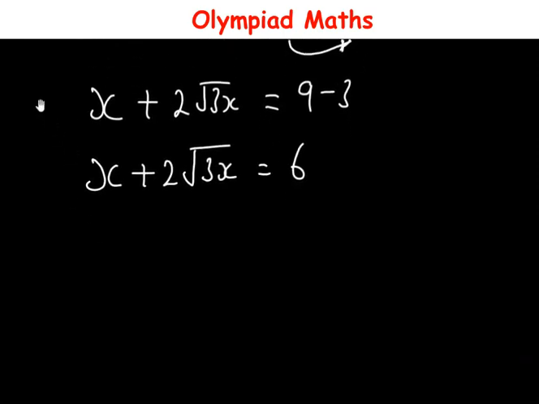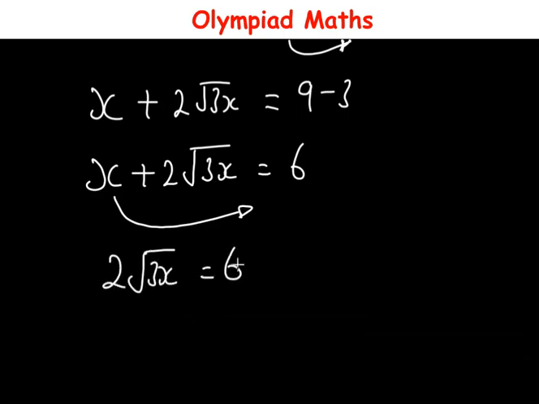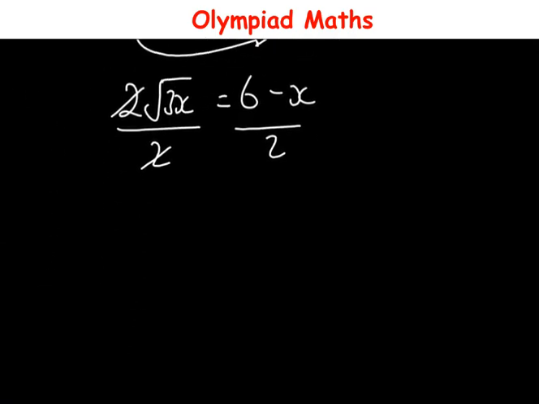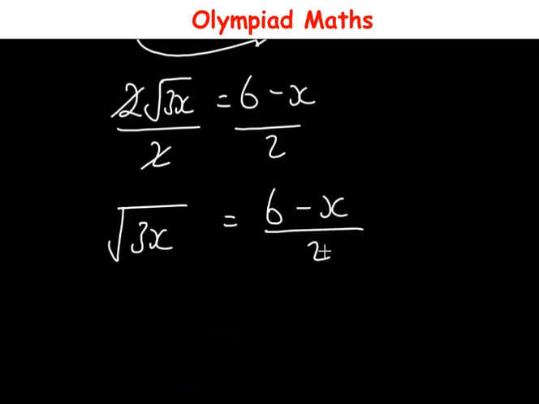Now at this junction, we are also going to move x over to this side. This becomes 2 root 3x is equal to 6 minus x. So dividing both sides by 2, 2 divided by 2, what we have is this, that we have root 3x is equal to 6 minus x all over 2. Now we are going to remove the square root from here, and to do so we are going to square both sides of the equation.